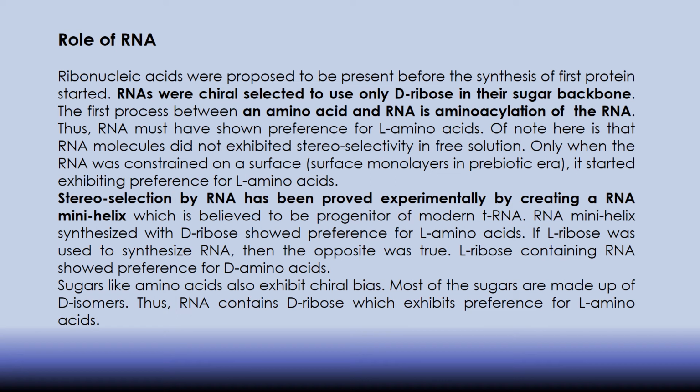Ribonucleic acids have been proposed to play an important role in the chiral selection of proteins. Ribonucleic acids were proposed to be present before the synthesis of first proteins started. RNAs were chiral selected to use only D-ribose in their sugar backbone. The first process between an amino acid and RNA is amino acylation of the RNA. Thus, RNA must have shown preference for L amino acids.